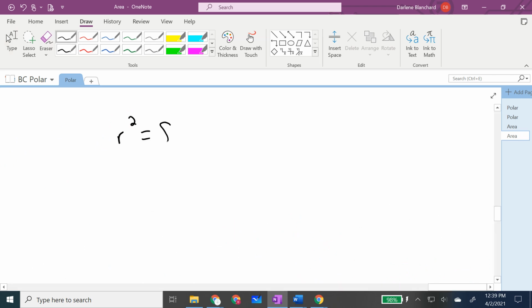R squared equals 8 cosine 2 theta. And I'm going to tell you right now, the lemniscates, they have r squared, and they always have either sine or cosine, and not any number times theta. It must be 2 times theta. Any number multiplied out there is just stretching it.